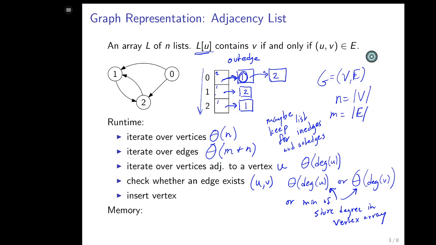Wait, and then which one corresponds to which, like undirected and directed? This works for undirected or directed. I mean the runtime. All of the runtimes. Oh, you mean in terms of the degree? Yeah. Well, it depends on if you want in edges or out edges. If you were looking for out edges and this was an out edge representation, then it would take you a degree of U to figure out if there's an out edge from U. If you're in an undirected graph, then it would be degree of U or degree of V, depending on which one you look at. And if you keep that number, then you can get the minimum of degree U and degree V.